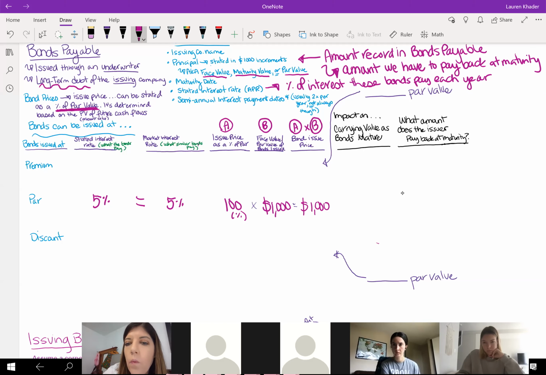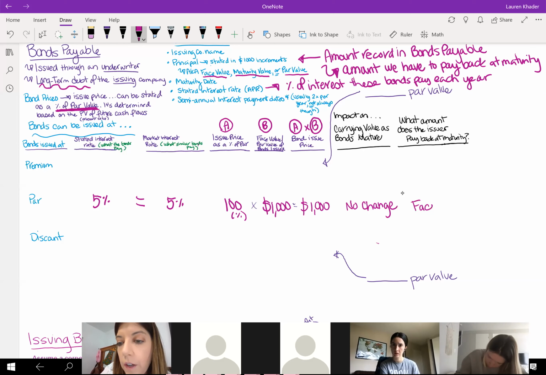And this next part here, the impact on the carrying value as the bonds mature. There is no change. The carrying value of the bonds remains at face value. And what amount does the issuer pay back at maturity? Face value, so $1,000.